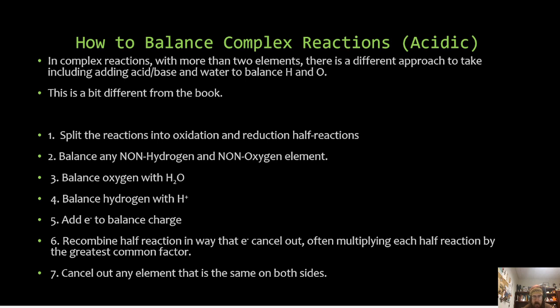And then finally, because there might be a bunch of waters on both sides of the reaction or a bunch of protons on both sides of the reaction, we're going to cancel out any excess waters or hydrogens on both sides. That's going to simplify our equation way down, and that's how we're going to come up with a balanced redox reaction.